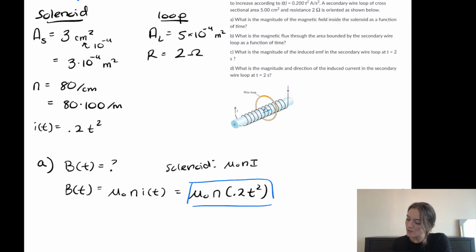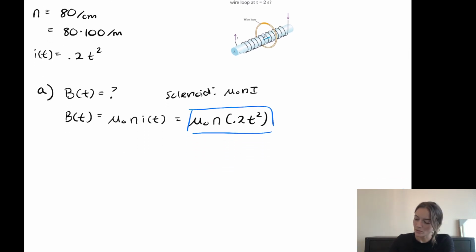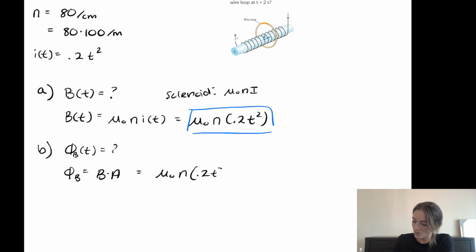Now, what is the magnetic flux through the area bounded by the secondary wire loop as a function of time? So what is the magnetic flux through this area here? So for part B, we're just looking for the flux as a function of time. We know that flux is equal to B times A. So our magnetic field we have right here. So we just have mu naught n 0.2 t squared.